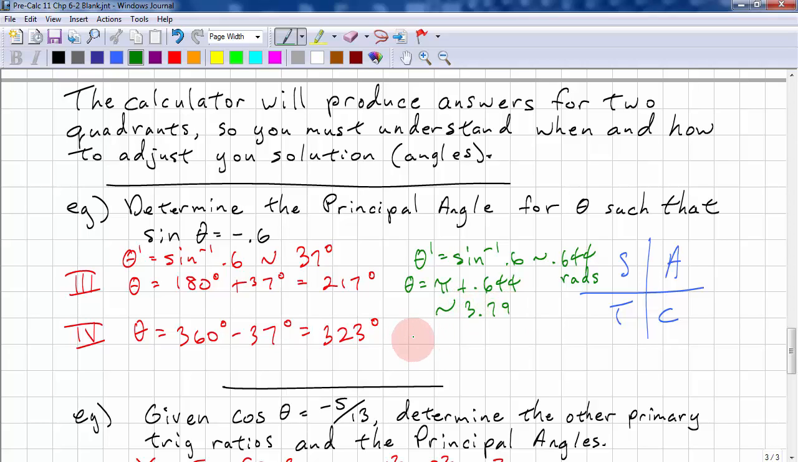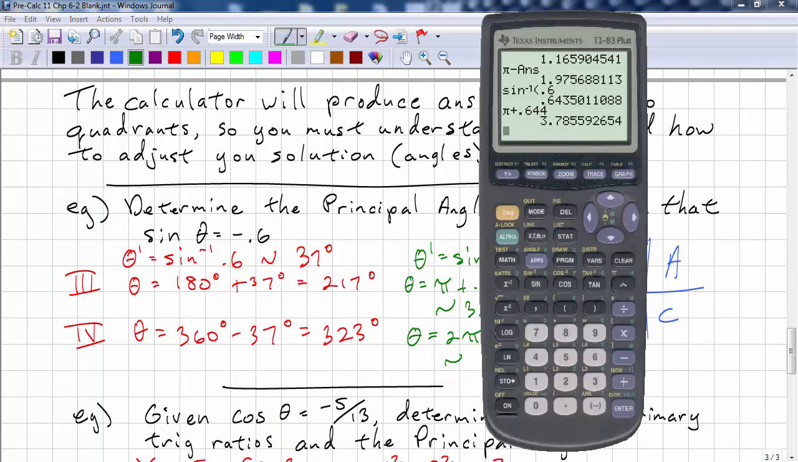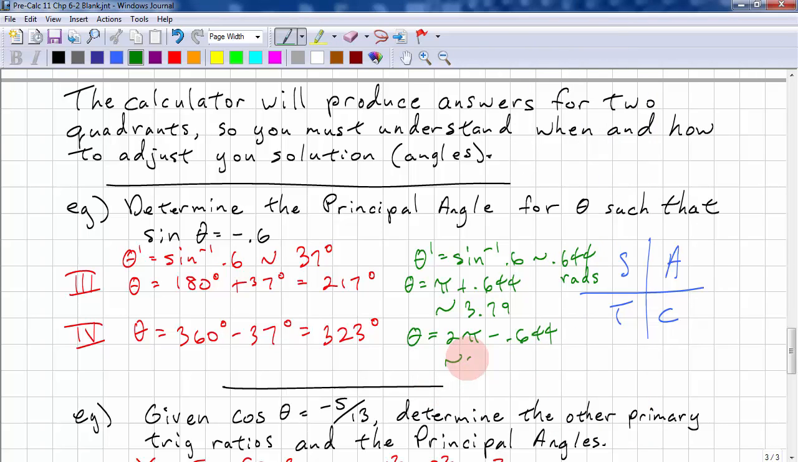And for quadrant 4, we have 2 pi minus 0.644, and that is approximately 5.64.